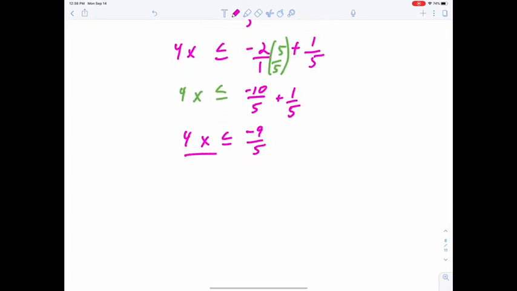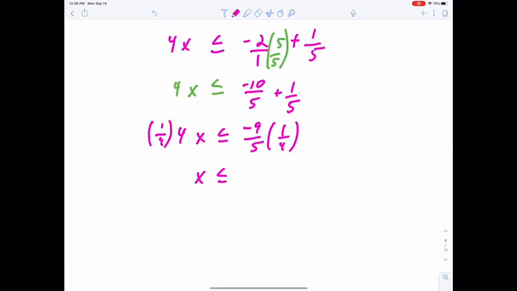Now we're going to divide both sides by 4, but we could look at this another way, right? Dividing by 4 is the same as multiplying by 1/4 on both sides. And we multiplied by a positive, so we're not flipping the inequality. So 1/4 of 4 is just 1, right? So x less than or equal to, and again, multiply across the top and across the bottom. On the right side here, you should get -9 over 20. And there you go. There's your answer.